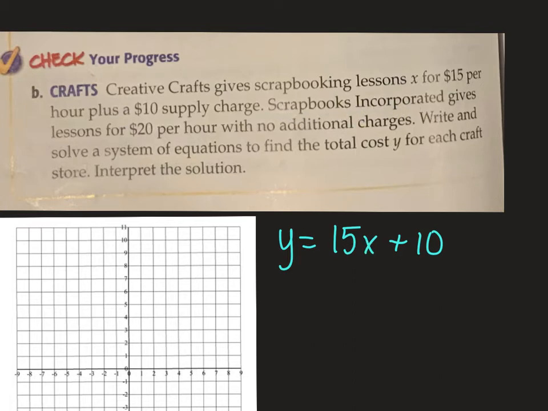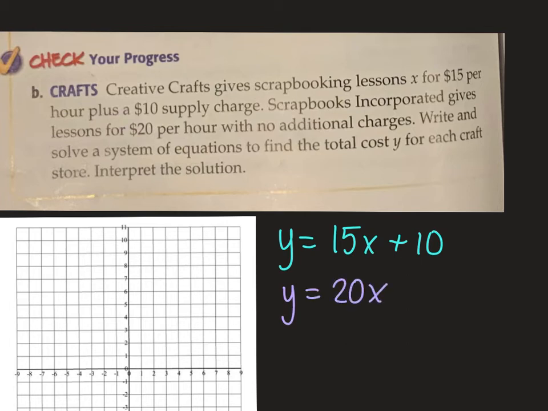Scrapbooks Incorporated gives lessons for $20 per hour with no additional charges. So 20, 20, 20, 20, but no extra one-time fee. Have you figured out that equation before I tell you? Y equals 20x.